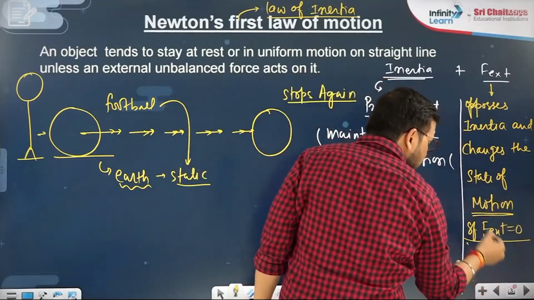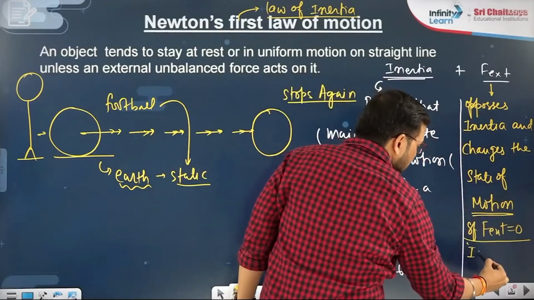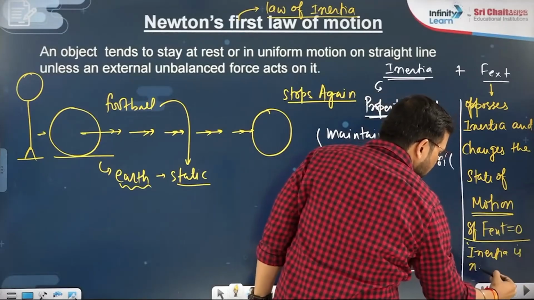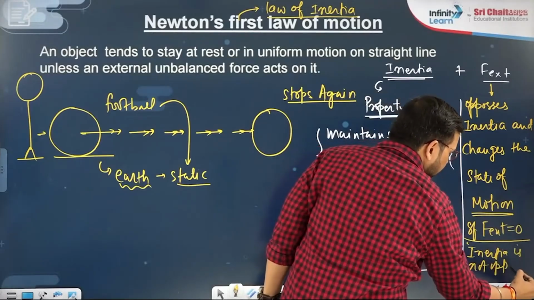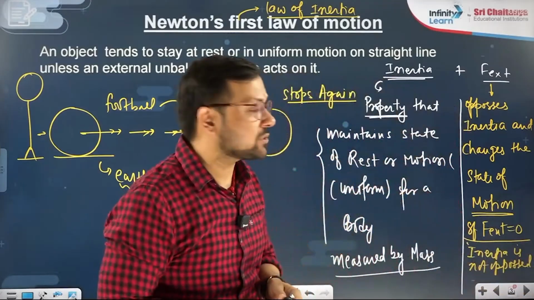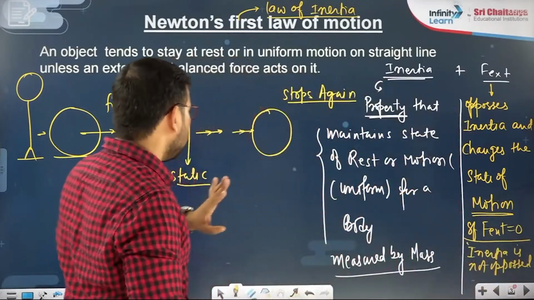If external force is zero, then inertia is not opposed. Inertia is not opposed. So that is the basics. We will do some questions also. The basics of Newton's first law we have done.